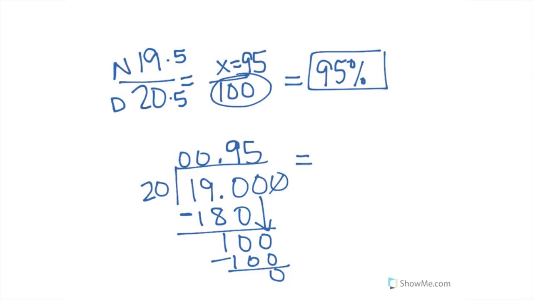So my answer, if you can read it, you can write it: my answer is 95 hundredths. It's already in the hundreds place. So it's 95%.